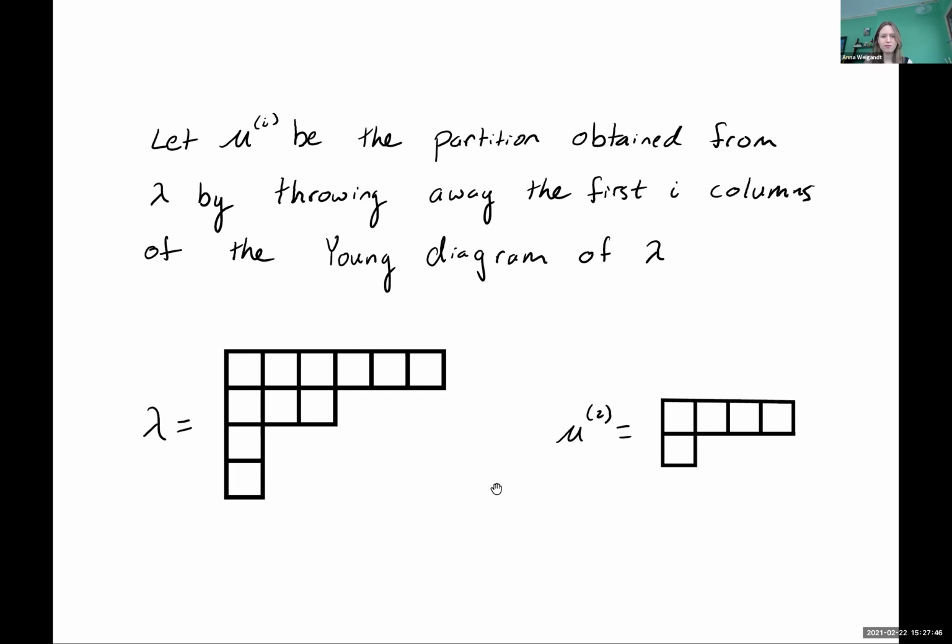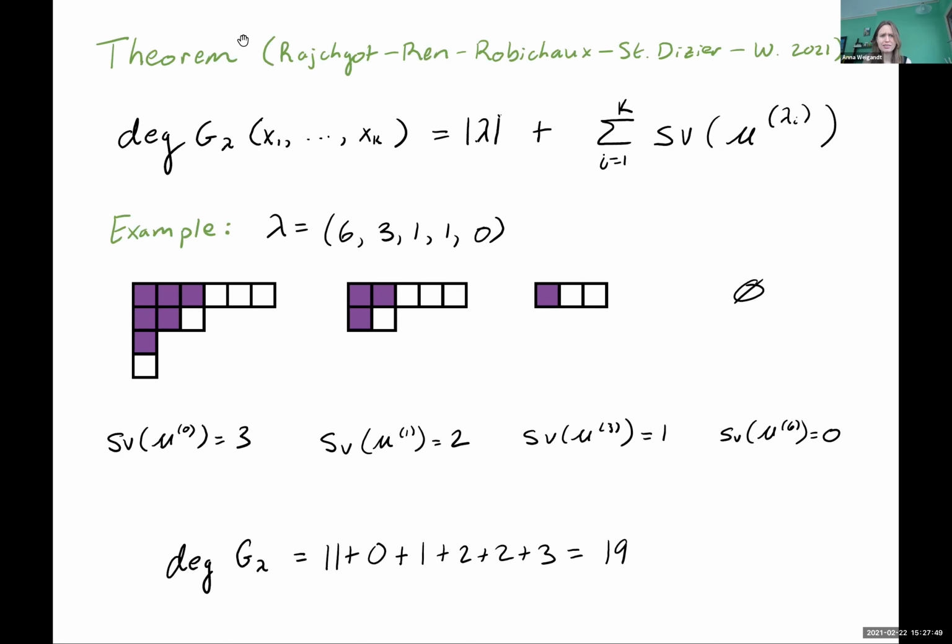With that, we have what I'd say is a simple explicit formula. Maybe we'll unpack it. The degree of the symmetric Grothendieck polynomial indexed by lambda is the size of lambda, so the number of boxes in its Young diagram, plus the sum over the parts of lambda, where you take the SV of mu lambda I for each I. So here, for instance, if lambda is again 63110, we can write down mu 0, where we threw away no columns. So that's just lambda.